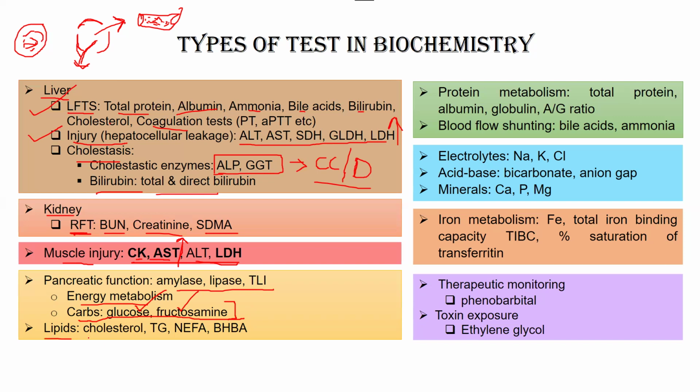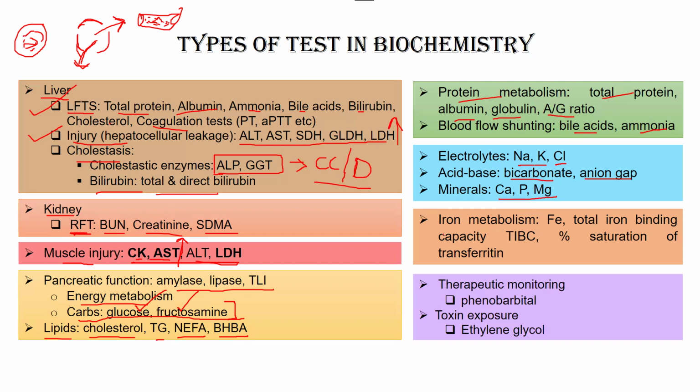Then lipids, in order to detect whether their metabolism is right or wrong, cholesterol, triglyceride, non-esterified fatty acids, or beta hydroxybutyric acid, these factors are being measured. Then protein metabolism is being judged by total protein, albumin, globulin, and albumin globulin ratio. These are very important. Then blood flow shunting is also being judged by bile acids or ammonia levels in the blood. Then we have electrolytes, sodium, potassium, or chloride ions. In order to measure the acid-base balances, you can measure the bicarbonates, anion gaps. For minerals, you can see calcium, phosphorus, or magnesium levels.